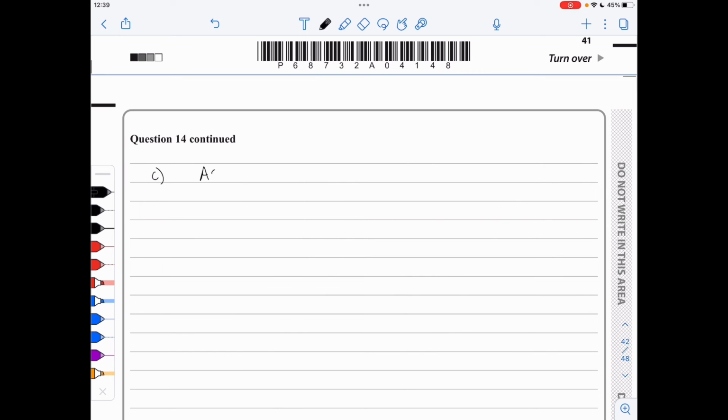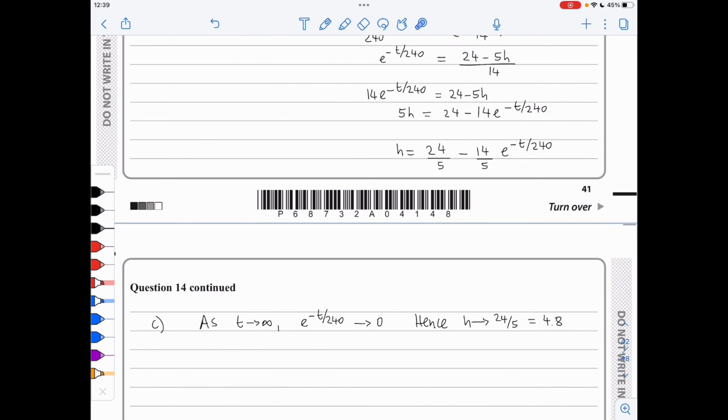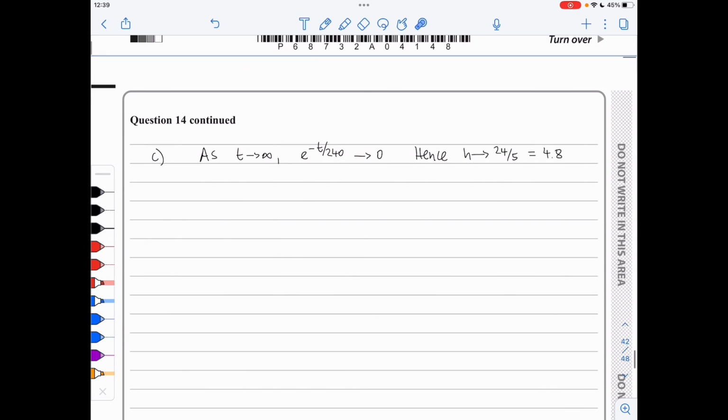So as t tends to infinity, we have that e to the minus t over 240 has to go to 0, because e to a very large negative power is something very small, close to 0. Hence, h tends to 24 over 5, which is 4.8, because essentially this term here drops dead and I'm left with 24 over 5. And I have to say that since 4.8 is less than 5, the tank will never become full.